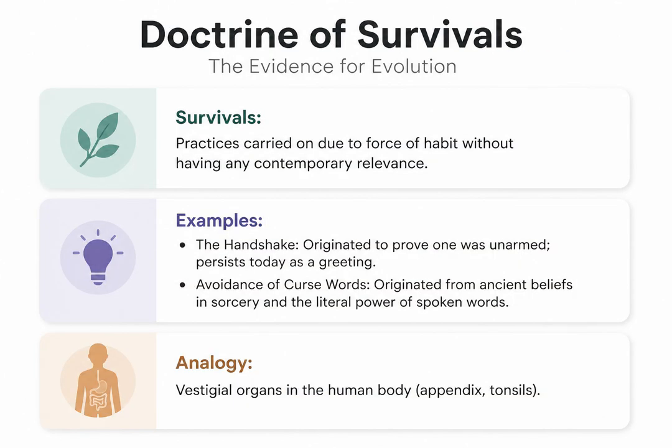To prove that this evolution actually happened, theorists propose the doctrine of survivals. Survivals are cultural practices that are carried on purely out of habit, even though they have lost their original function. Take the handshake. It originated in ancient times for military leaders to prove they weren't holding a weapon. Today, you aren't worried your friend is going to stab you, but you still shake hands out of cultural habit. Another example is our hesitation to use curse words in formal settings, which survives from ancient beliefs in sorcery, the fear that spoken words had magical power to cause real harm. Just like the appendix in our bodies, these vestigial cultural habits prove that society has evolved from an earlier stage.